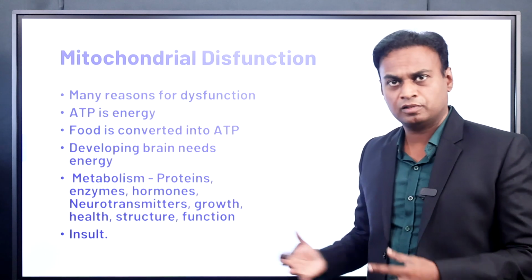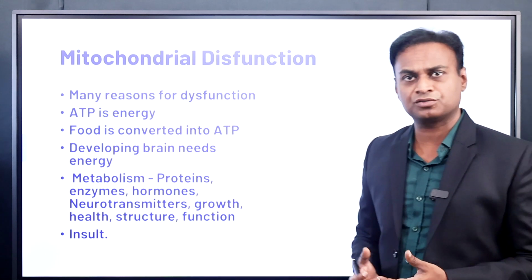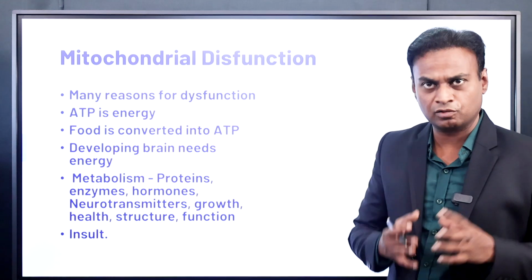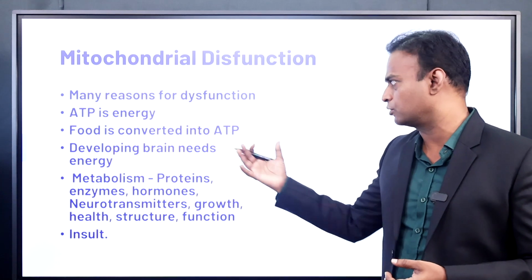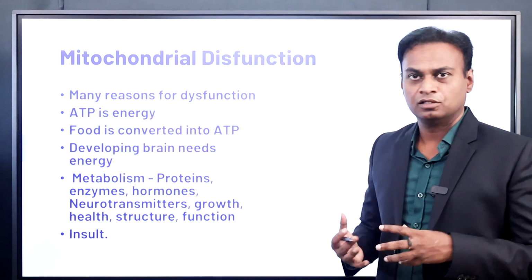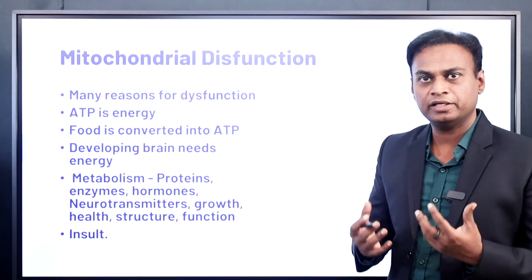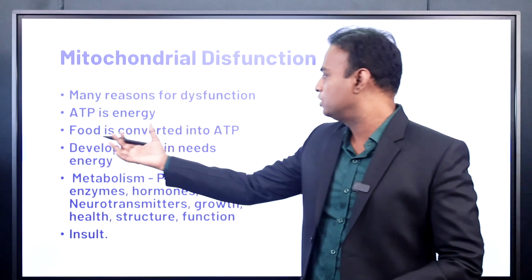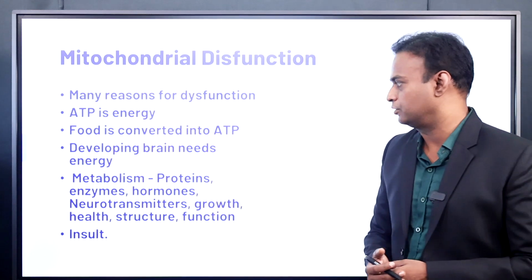There are many reasons. Even autism is a spectrum with regards to causes. There are thousands of causes. I have classified those causes and described them, so you can go into the video. ATP is energy. ATP makes the energy. Mitochondria makes the ATP. ATP is the energy that is produced in our body. Food is converted into ATP, as we have just checked.